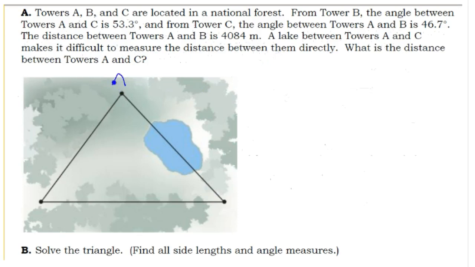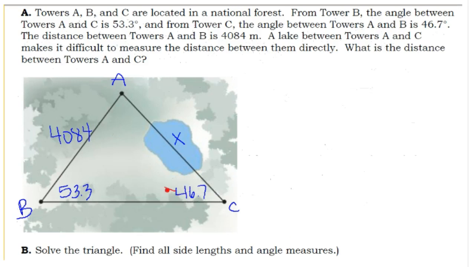So I'm going to put tower A up here, tower C down here, because I know the lake's in the middle, which makes this tower B. From tower B, the angle is 53.3 degrees. From tower C, the angle is 46.7 degrees. The distance between A and B is 4,084. We want to find the distance between A and C.